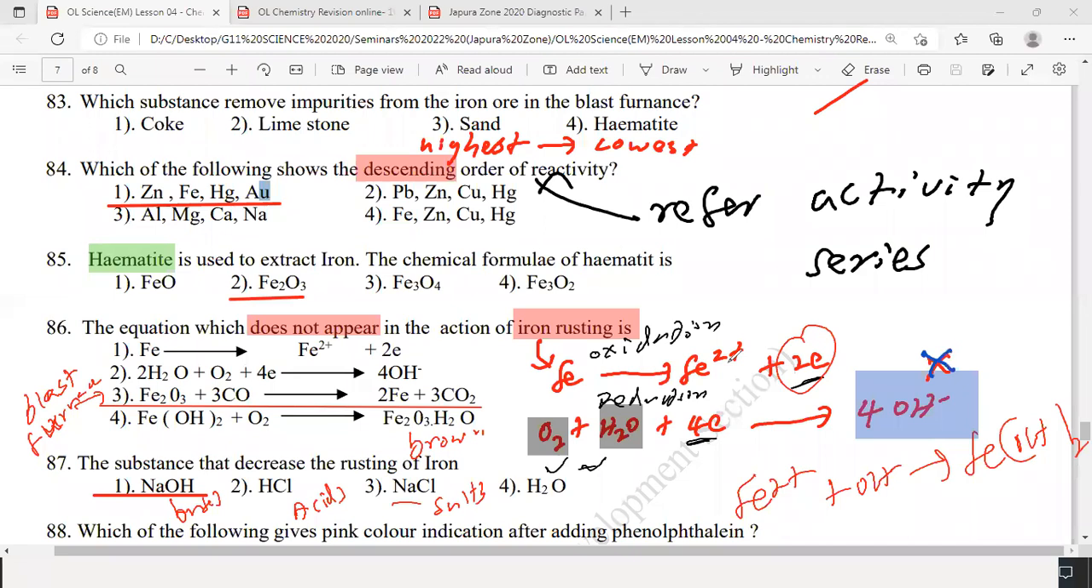Right. Question number 87, the answer is the first one, bases. Any hydroxide is a base: lithium hydroxide, potassium hydroxide, even lime water, that is calcium hydroxide. It reduces the rate of rust in bases or basic solutions.